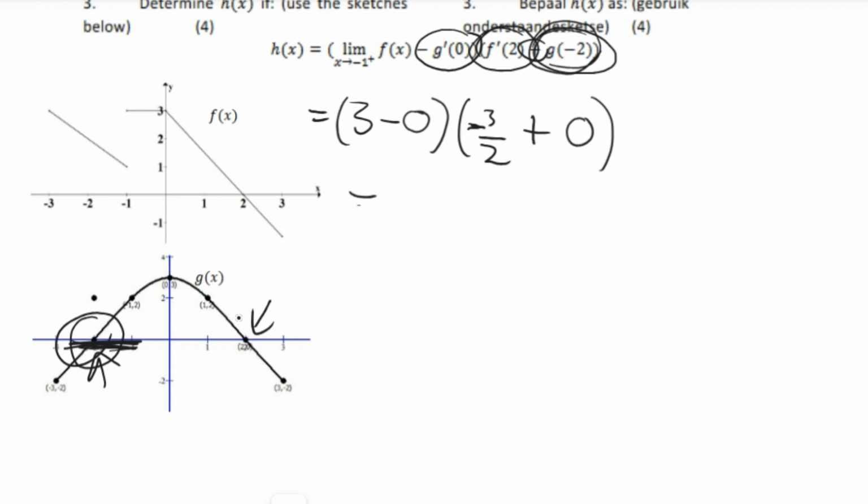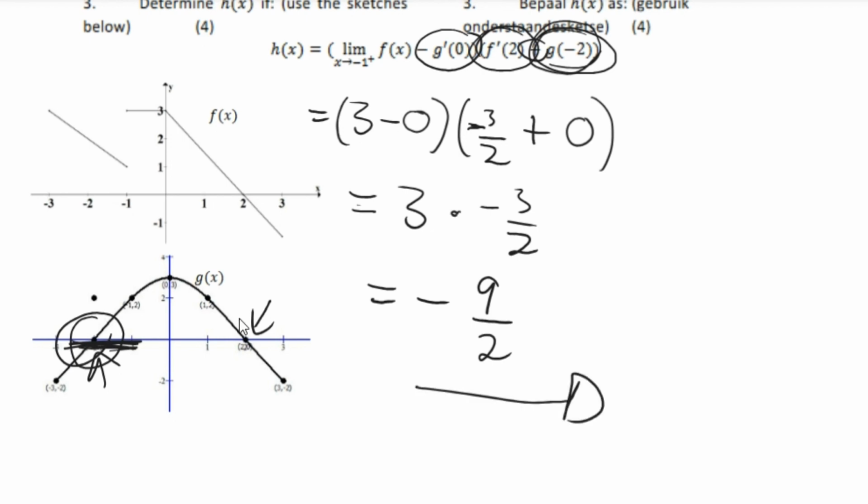And then we have 3 here. You want to multiply it by negative 3 over 2. Because 3 minus nothing is 3. Minus 3 over 2 plus nothing is again minus 3 over 2. Multiply those ones, you get the answer is minus 9 over 2. And this is the final answer for that 4 marks. Okay? And that's how you interpret the questions in calculus.